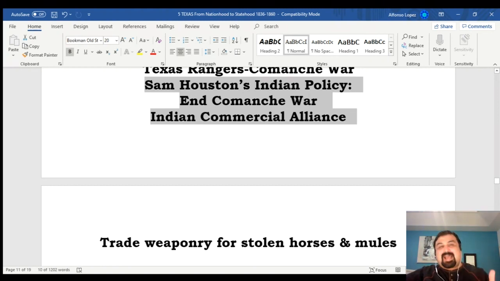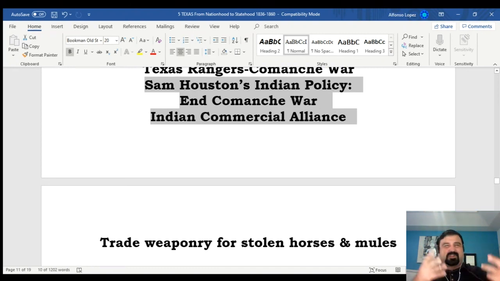And it was very enticing for them, because what Sam Houston is going to do is trade products that they really wanted. Okay, they were looking for horses, they were looking for weaponry, and Sam Houston was willing to give them the weaponry, but in return, for them to actually steal horses and mules from Mexican ranches, again, to the south. Okay, perhaps even into Mexico.